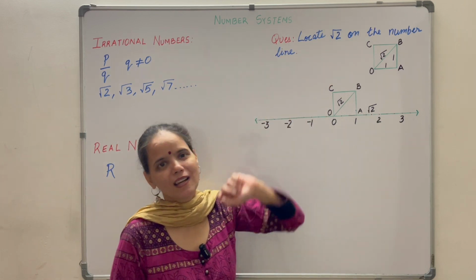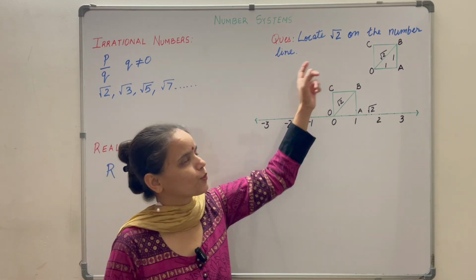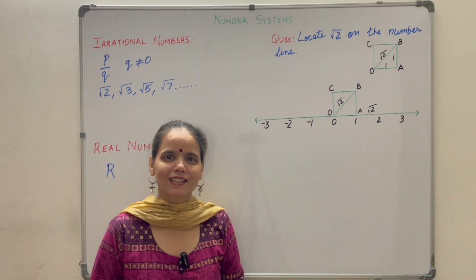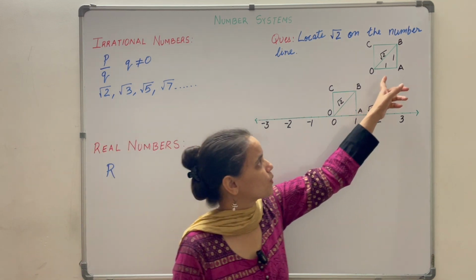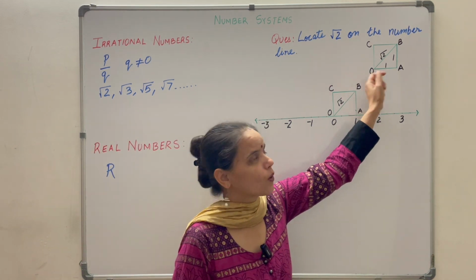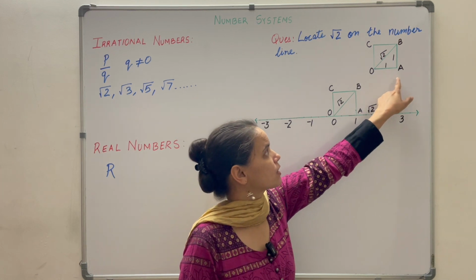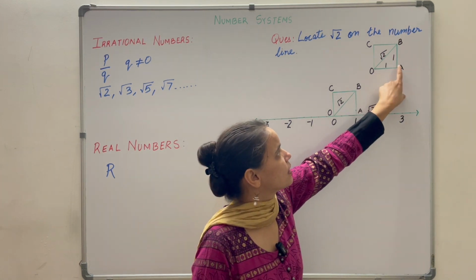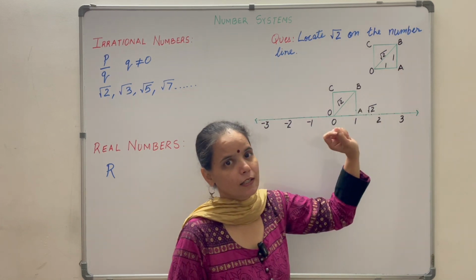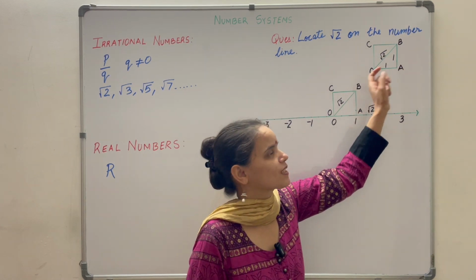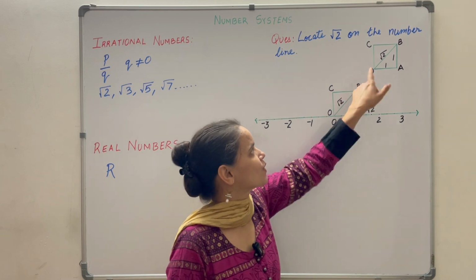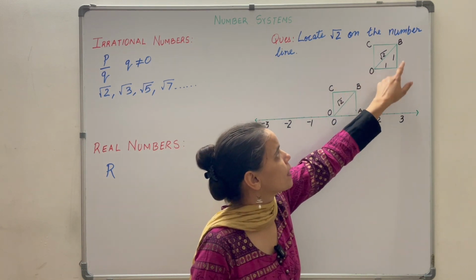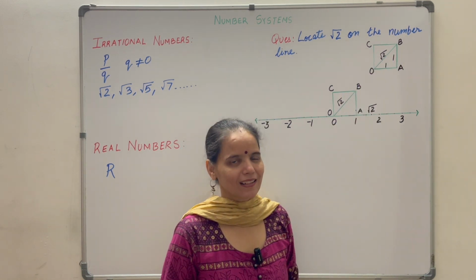Root 2 is an irrational number. You have to locate root 2 on the number line. The procedure is very simple. For this we need a square whose side is 1 unit. So if this is 1 unit, this also is 1 unit. You can clearly see here that this angle is 90 degrees because every angle in a square is 90 degrees. So here triangle OAB is a right angle triangle.